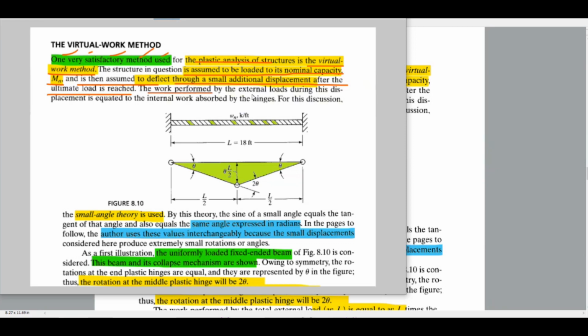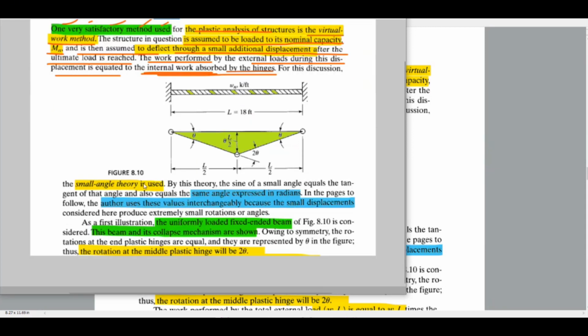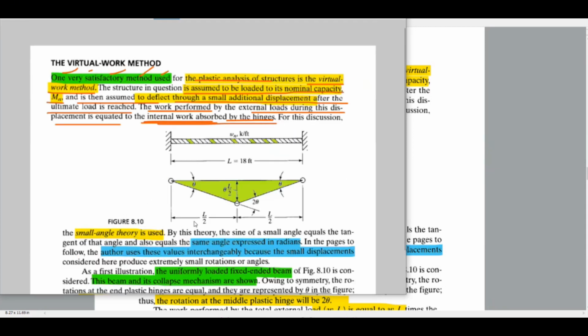The work performed by the external loads during this displacement is equated to the internal work absorbed by the hinges. For this discussion, a small angle theory is used.